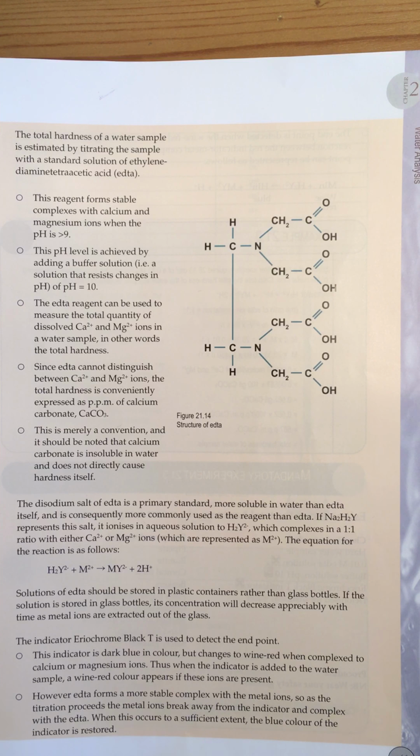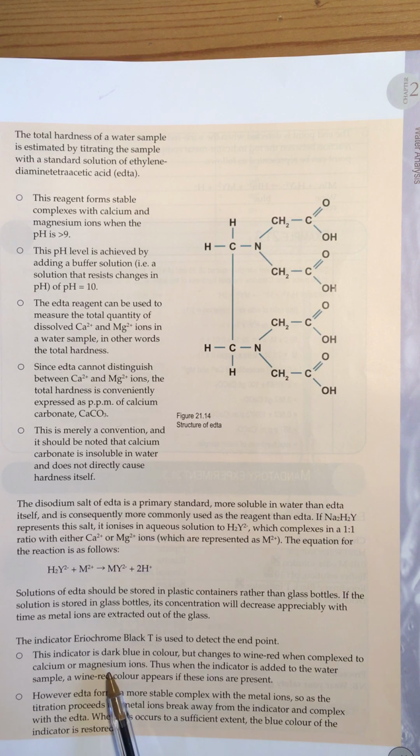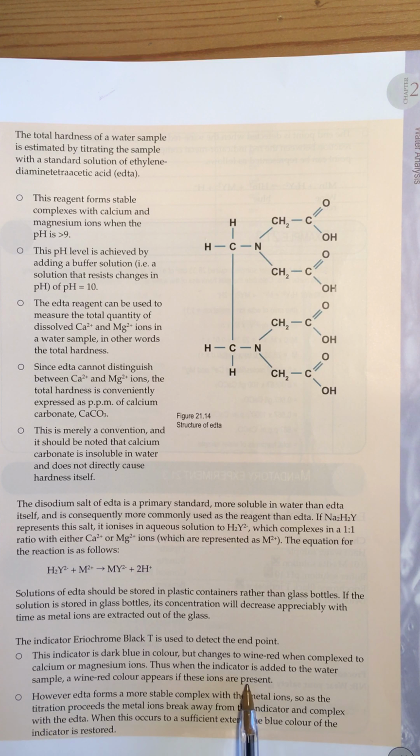Now, in the titration, the indicator used would be Eriochrome Black T. This indicator is dark blue in color, but changes to wine red when complexed with calcium or magnesium ions. Thus, when the indicator is added to the water sample, a wine red color appears if these ions are present. So the end point would be, obviously, it starts off as wine red, and when the titration is over, you get a dark blue color.